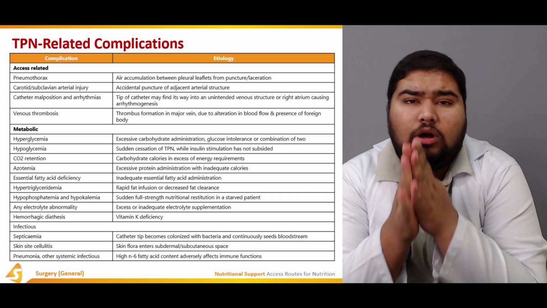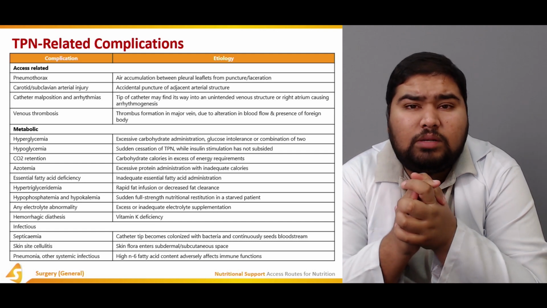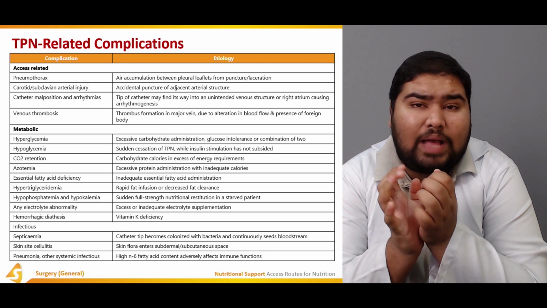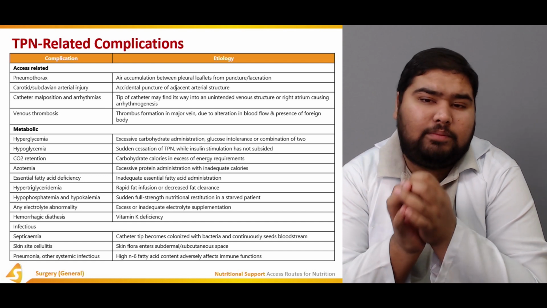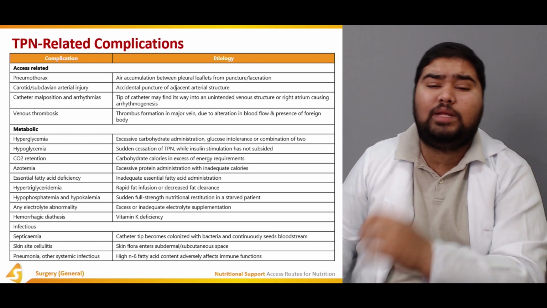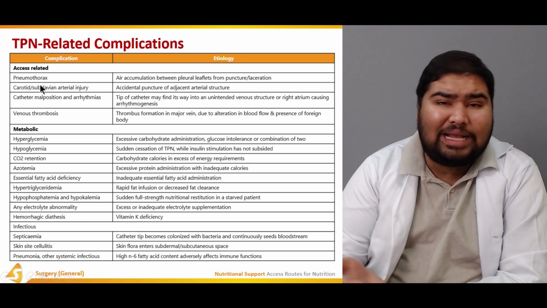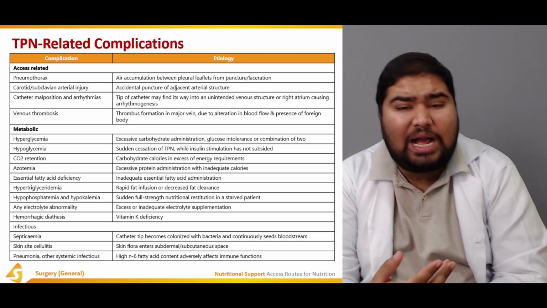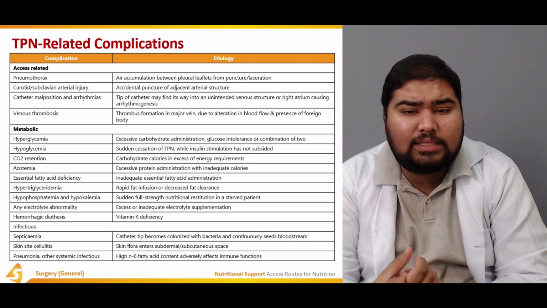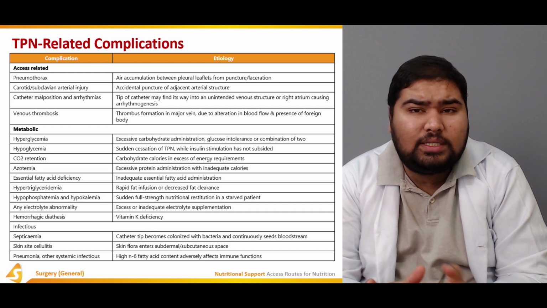So, what are the complications of total parenteral nutrition? The complications of total parenteral nutrition can be divided into access related and metabolic. We'll go into the detail of the access related and metabolic complications, and we'll see what these are. So first of all, we can have pneumothorax. So while getting access into the vein, you actually punctured the lung, the thorax cavity. So now air accumulates between the pleural leaflets from the puncture or the laceration. So you can have pneumothorax.